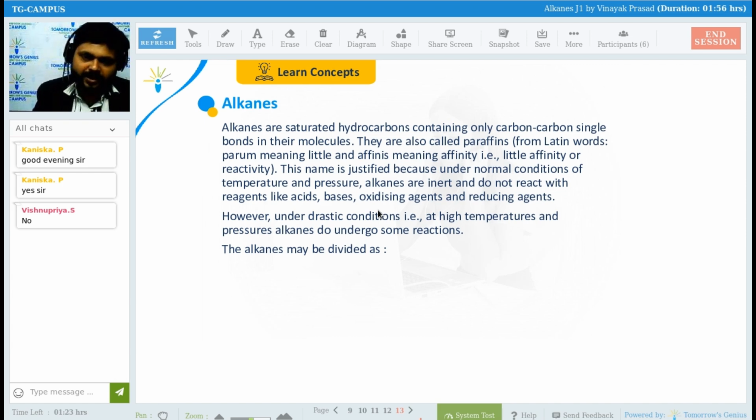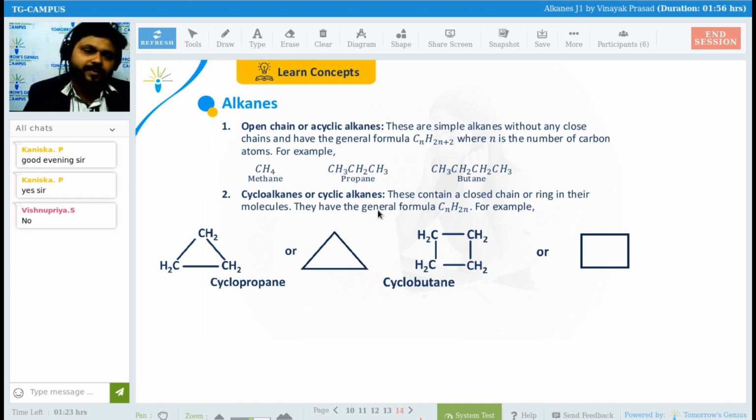The alkanes may be divided as what? See here. Open chain or cyclic alkanes, cycloalkanes or cyclic alkanes. See these pictures, then we will be discussing.